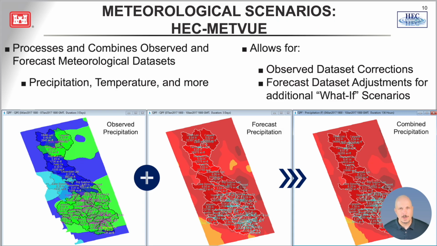Starting with HEC-MetVue, meteorological scenarios are prepared by processing and combining observed and forecast data sets to provide a single input to the hydrologic model. Typically, processed gridded data includes precipitation, temperature, and snow. HEC-MetVue visualization capabilities help with the review and inspection of individual data sets. HEC-MetVue also allows for applying data corrections if necessary and allows for applying data adjustments to generate what-if scenario simulations.